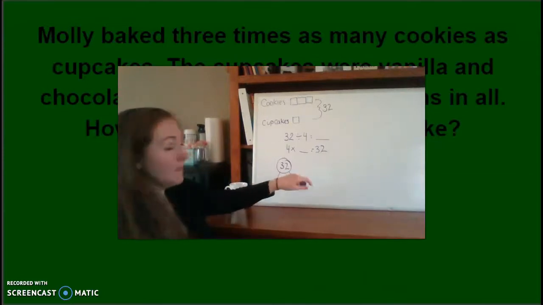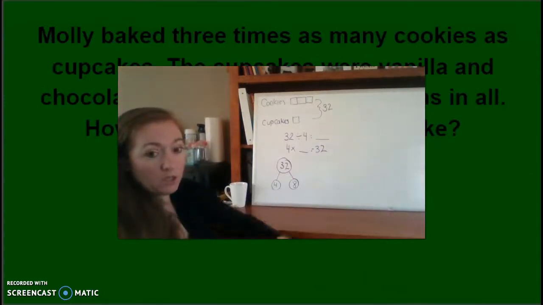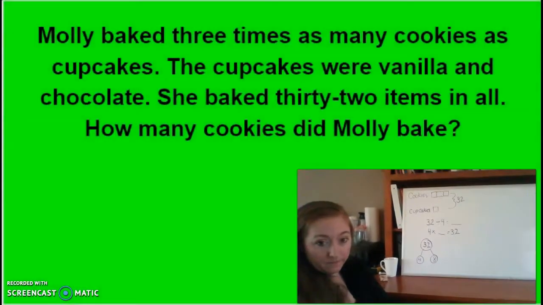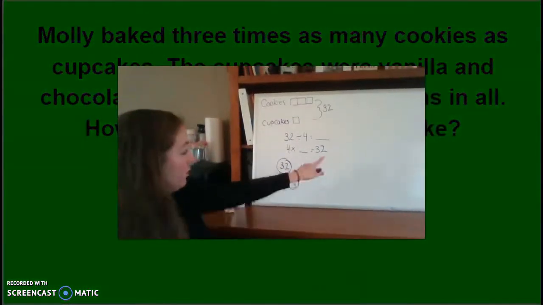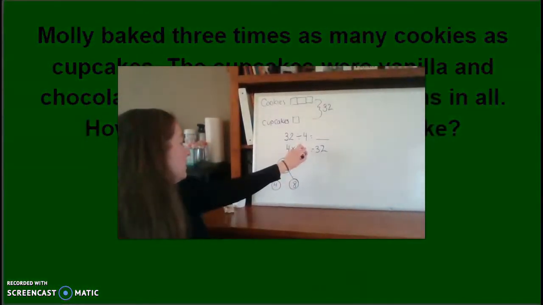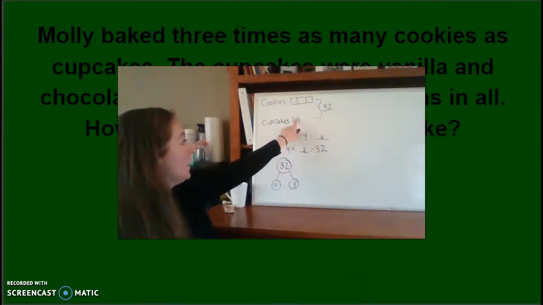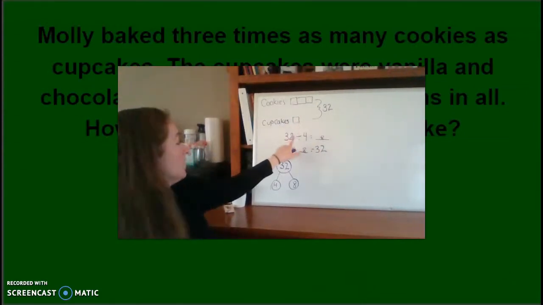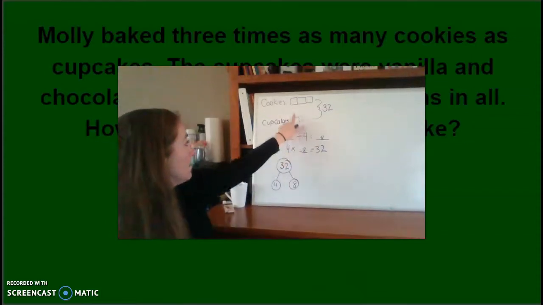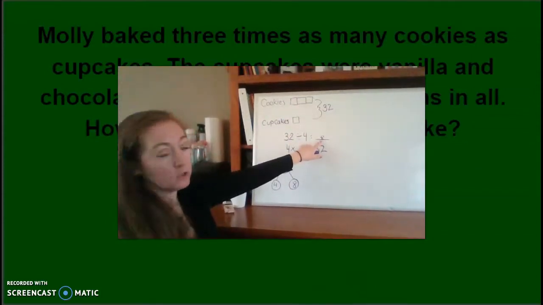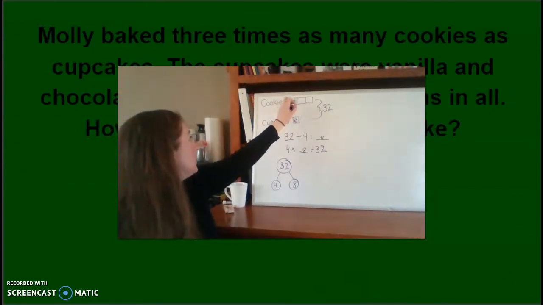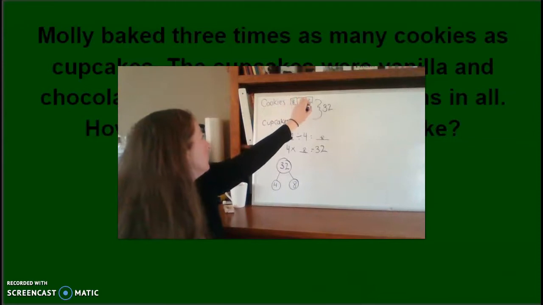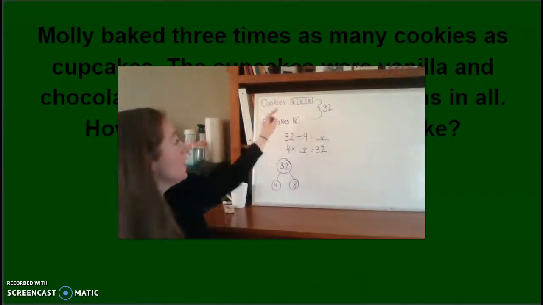But that's not the answer to the question. The question says, how many cookies did Molly bake? Well, it's not 8. The number that we just found, 8, represents how many are in this square. This was the total divided by the number of groups. This tells us the number in each group. So in the box is going to be 8. I suggest writing this number in each of the boxes because it will help you see what you should do. Now we're looking for cookies.